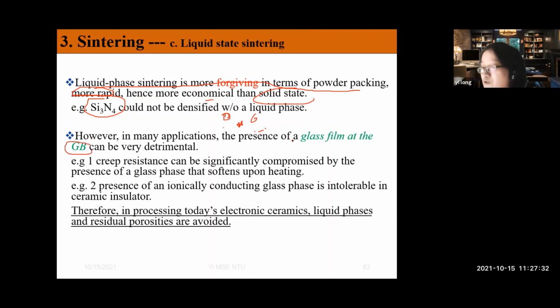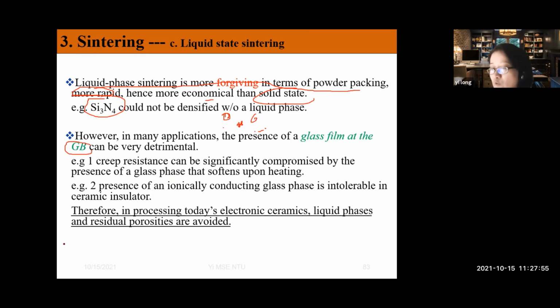So the grain boundary is already very disordered, right? Compared with grains, it is already very disordered. But now you have foreigners there, which means it's even worse. So in many applications, the presence of glassy films, which means very disordered grain boundaries, because you have some foreigners that make it even more disordered, can be very harmful.